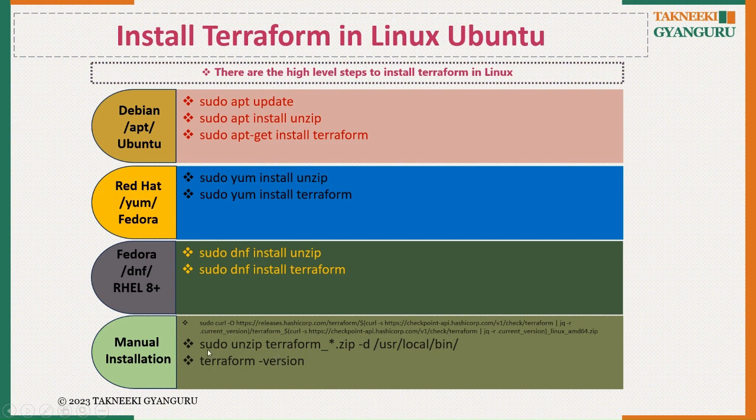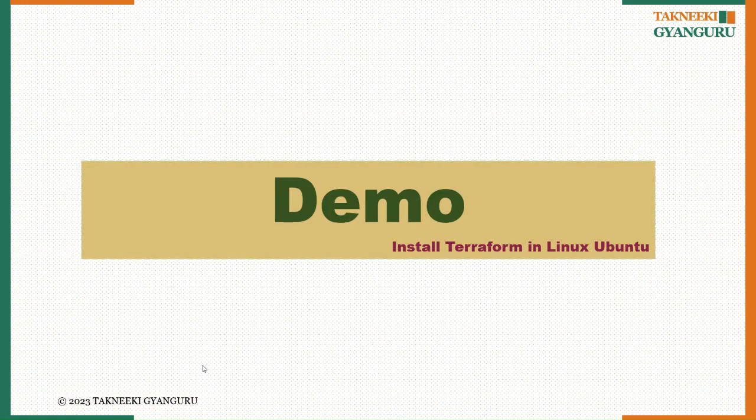It will download, and then you can sudo unzip the zip folder, whatever its name is, and then put it into /usr/local/bin. From there the terraform file will be automatically picked up. Then if you run terraform version, you can see that Terraform is installed. So let's go for the demo.